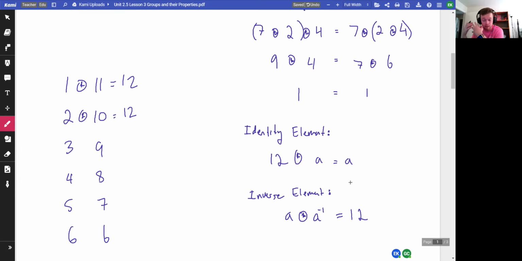And actually, the property of inverse elements is that they're inverses of each other. So you can switch the order. Oh, yeah. 11, 1, 10, 2, et cetera, et cetera.